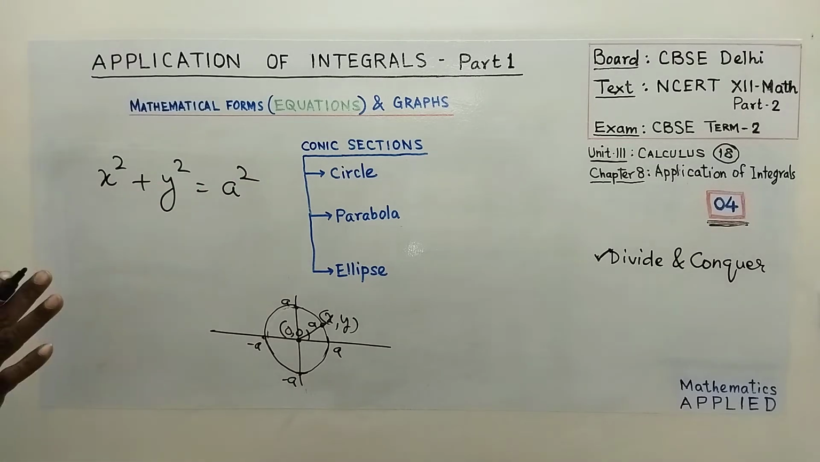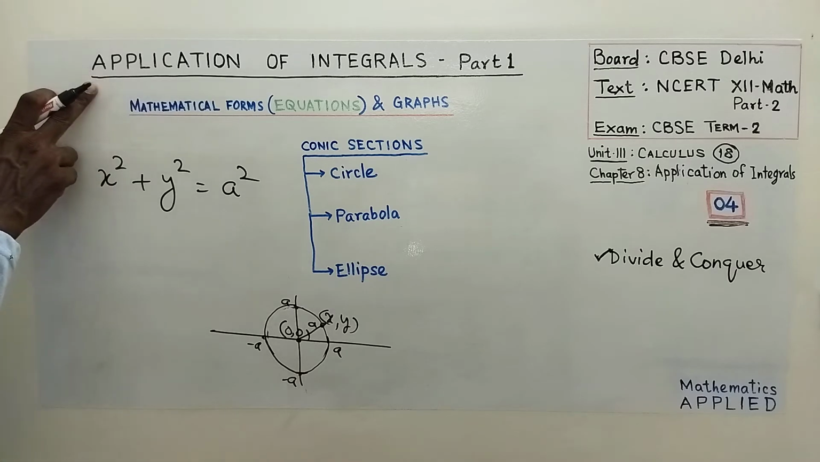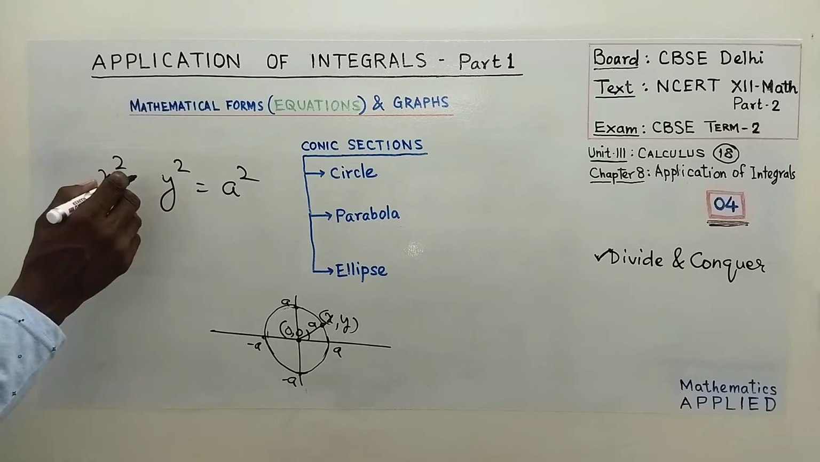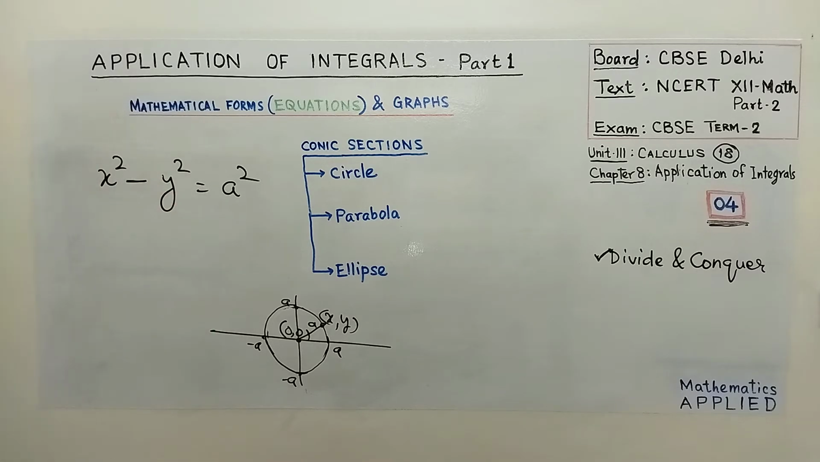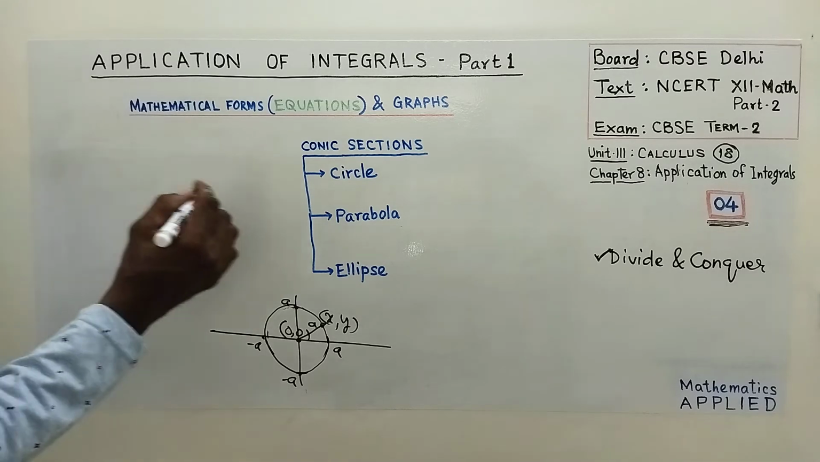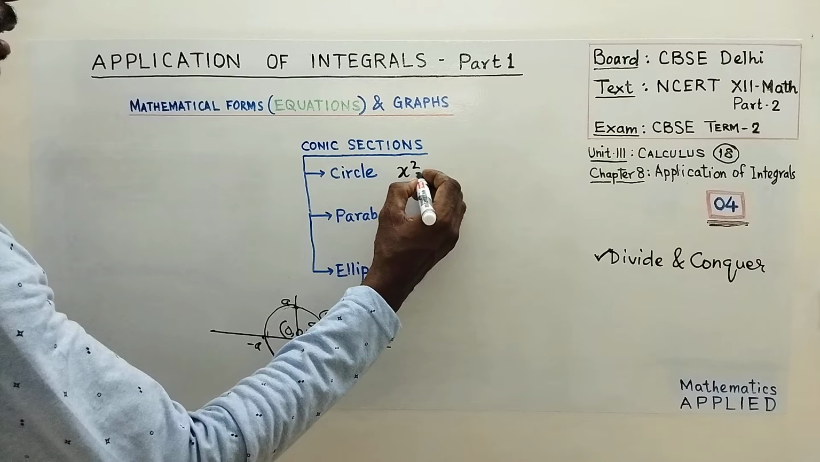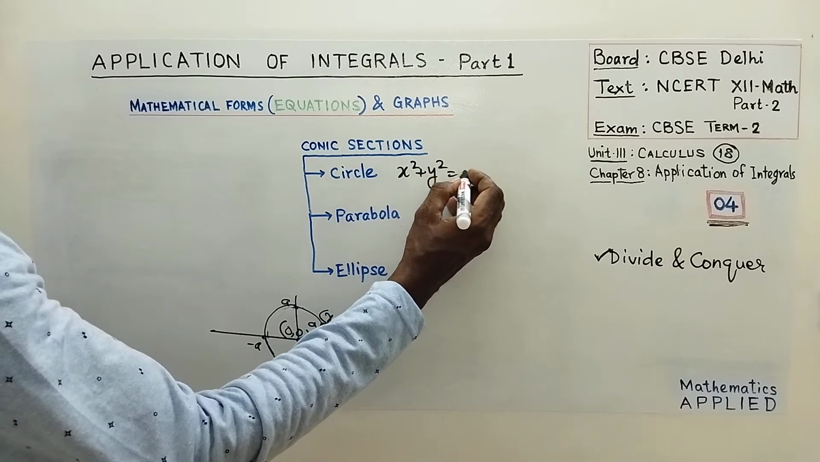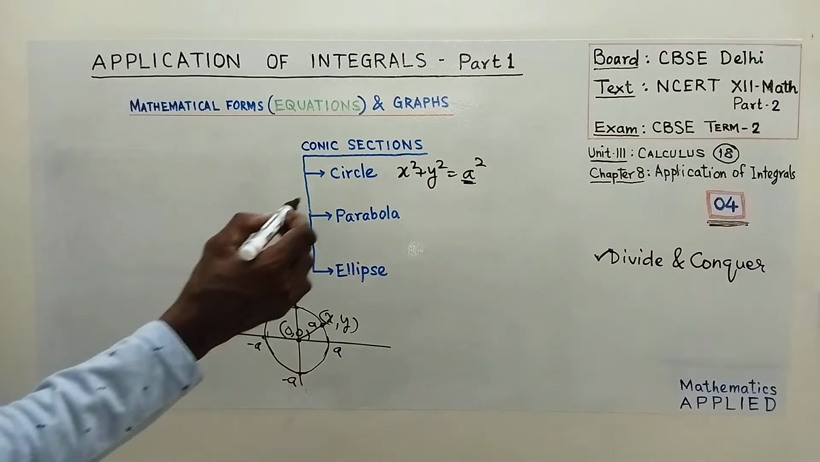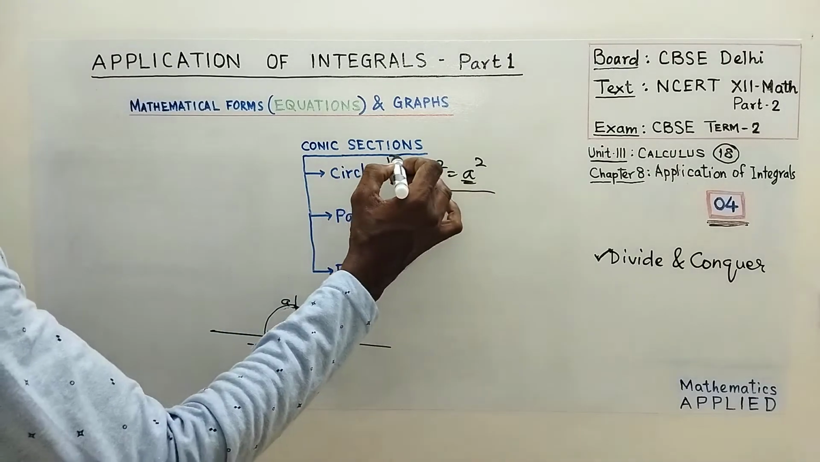But of course, in your application of integrals content, there is no such thing as an x square minus y square curve. So don't worry about it. It is always going to be plus. So this is the standard equation for a circle of radius a, where a is the radius. Please understand that. This is the circle's equation.